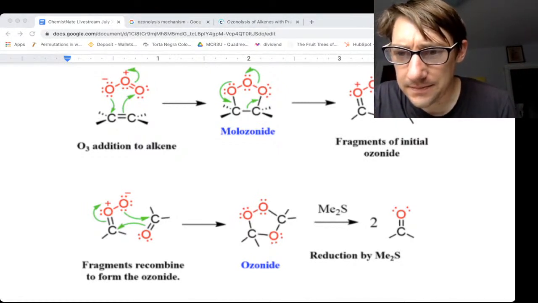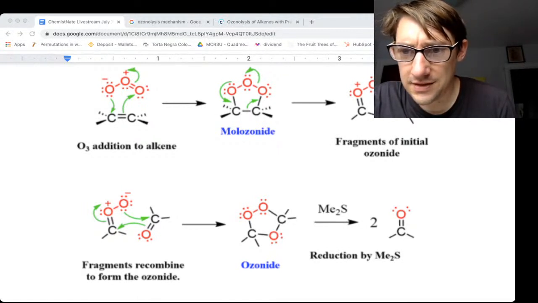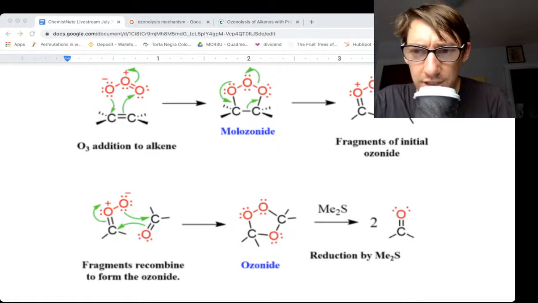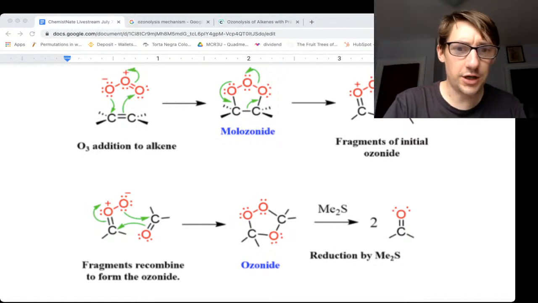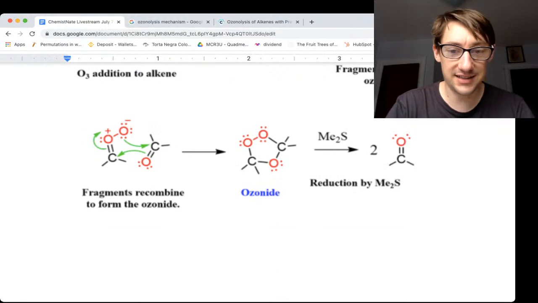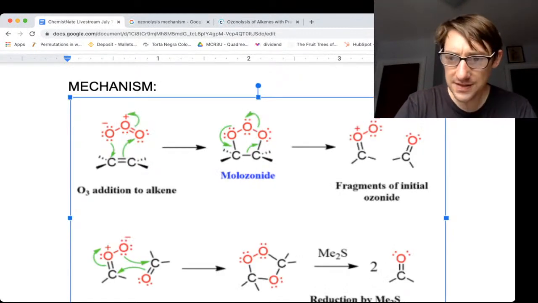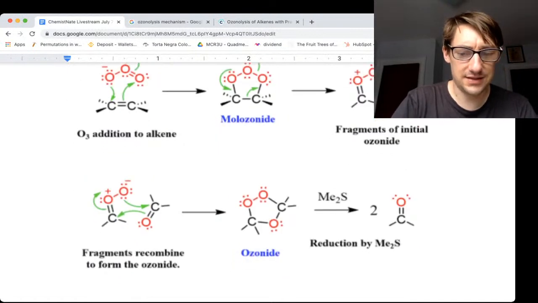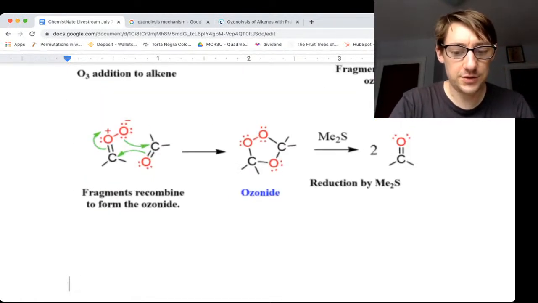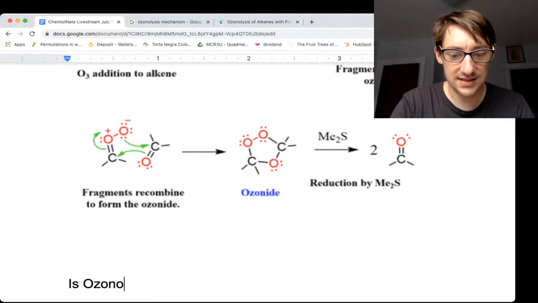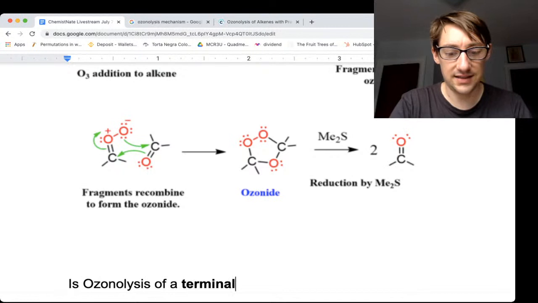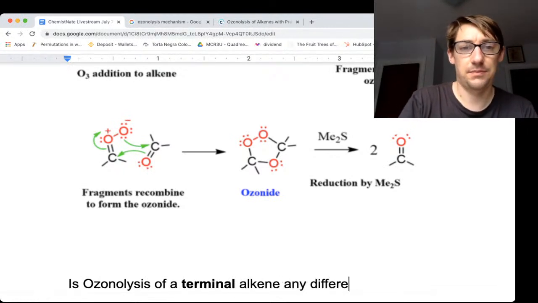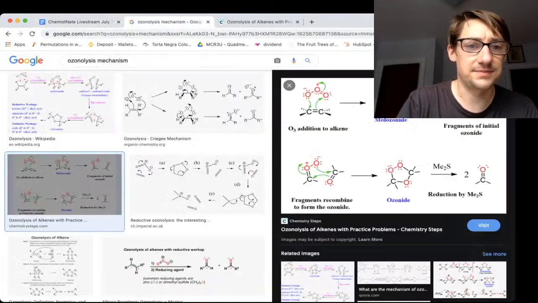What do we have here? We just have some people. We will have requests for oxymercuration-demercuration. And we had a request for ozonolysis of a terminal alkene. Let's go see, because I don't actually know if that's at all different. Is ozonolysis of a terminal alkene any different? I don't know the answer.